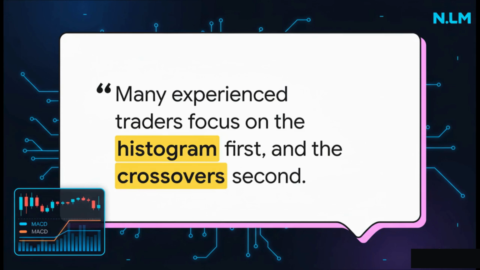And this right here, this is the pro-level insight. The histogram is your early warning system. It will often show you that momentum is getting weaker before the lines even cross. This gives you a massive head start on what the rest of the crowd is about to see. It's a total game changer.